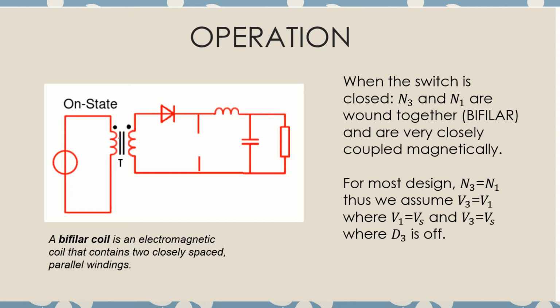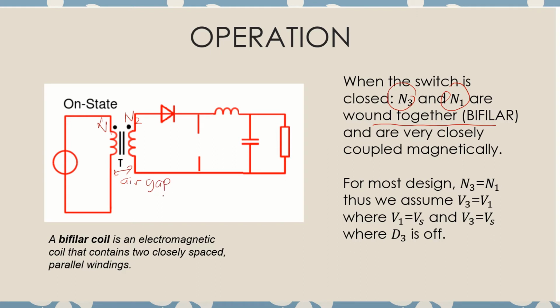You have to remember that this N1 and N2, and also N3. Oh, sorry, N1 and N3 are wound closely together. Sorry, N1 and N2, of course, there's an air gap. They cannot be close, okay? But N3 and N1 are wound together. So that means they're bipolar, very closely coupled magnetically. It means the air gap is almost zero because they are very close together. So it's not like N1 and N2 where we have an air gap.